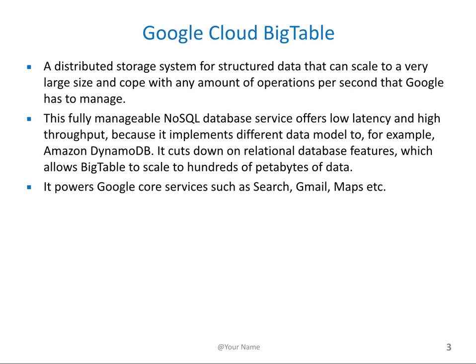It offers low latency and high throughput because it implements a different data model to, let's say, Amazon DynamoDB. It also cuts down on usual relational database features, and Google Cloud BigTable is actually the database that is used in Google Search, Gmail, Google Maps, Google Analytics, and Google Earth.